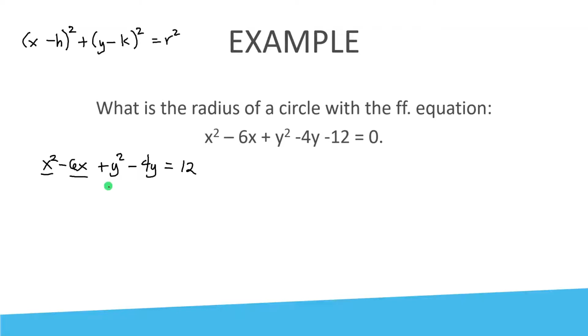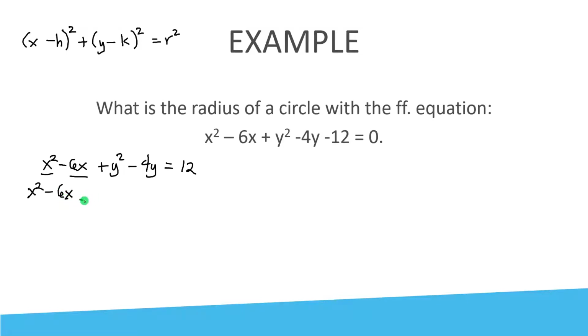In order for us to make that perfect square, we shall introduce a number. We will add a number on the left hand side of the equation, and we will put a number on the right hand side of the equation, the same value that we added. That process is called completing the square.